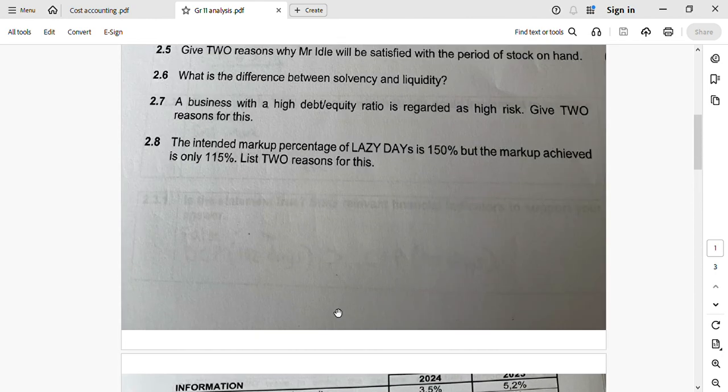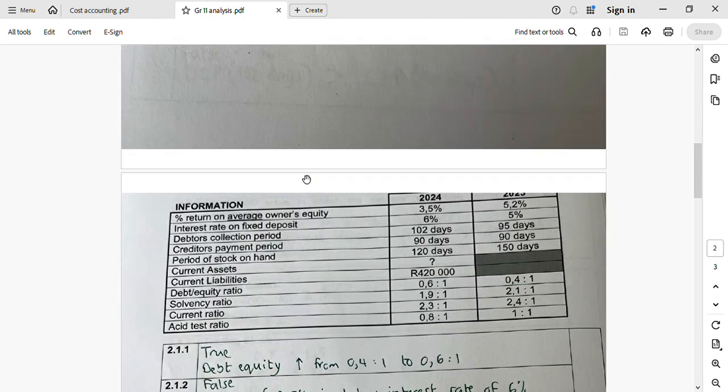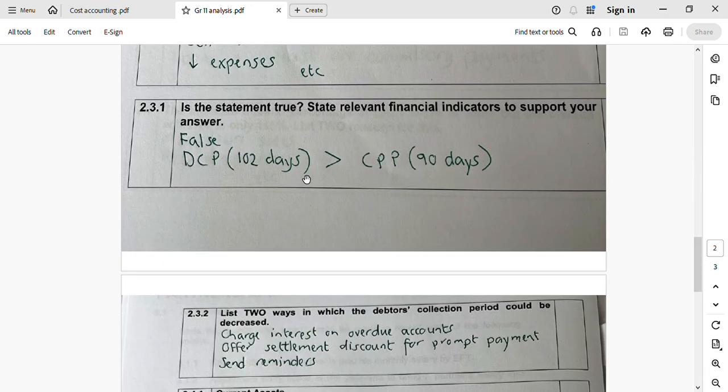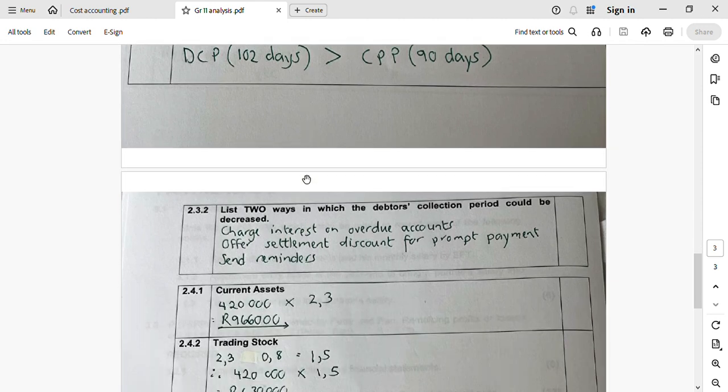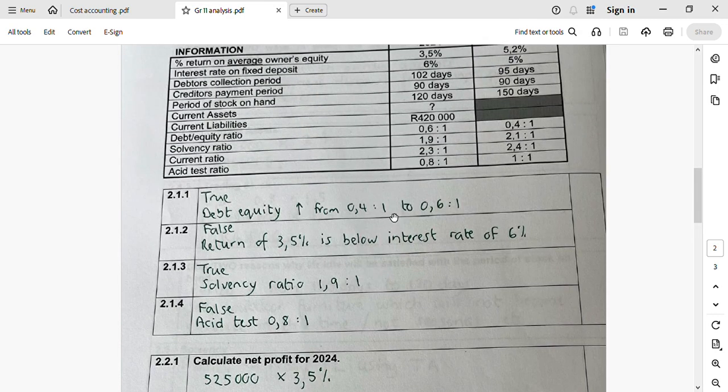Okay, then the next question asks you to calculate current assets and trading stock. You are given your current ratio here. You are given your current liabilities here as well. So you're going to take your current liabilities of 420,000 and multiply it by 2,3 is to 1. That will give you your current asset figure. So you took your current liabilities and multiplied it by this 2,3.